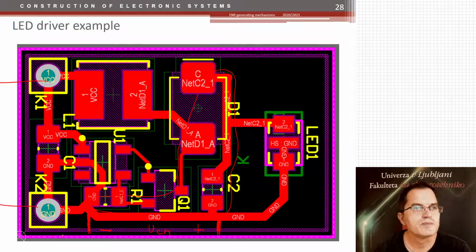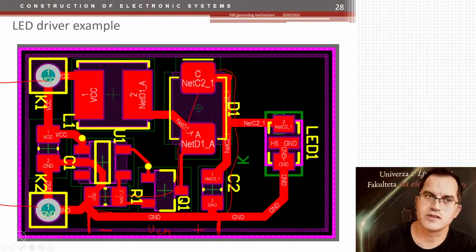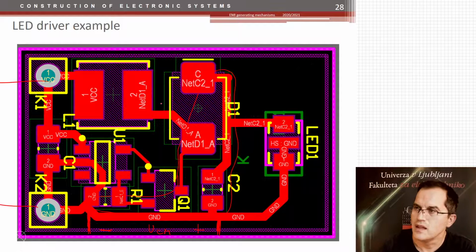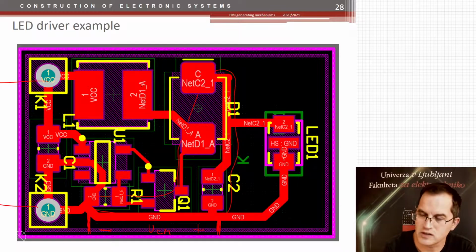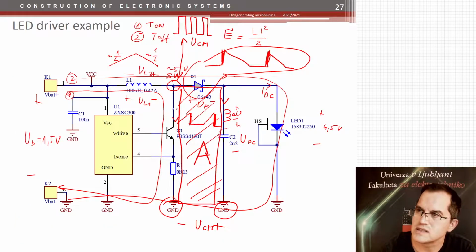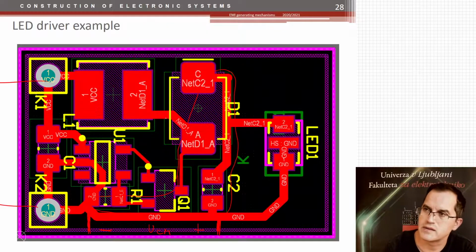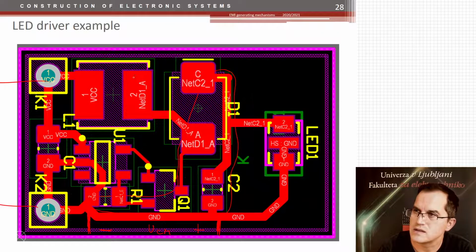What else? Oh yeah, we have the voltage noise generation as well. The voltage noise is generated by the switching node. A switching node is this part here. So the whole connection between the coil, the diode, and the transistor. Let's go there. The coil is here, so this part is a switching node, diode and transistor. So all that is a switching node.